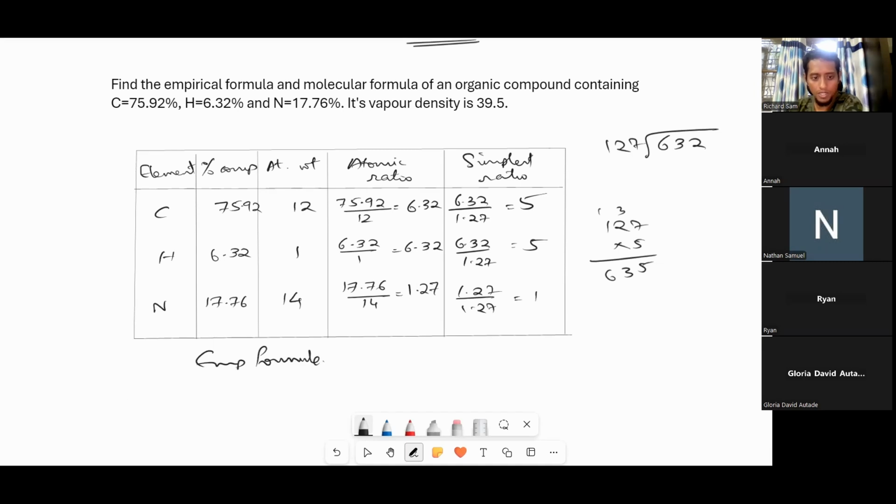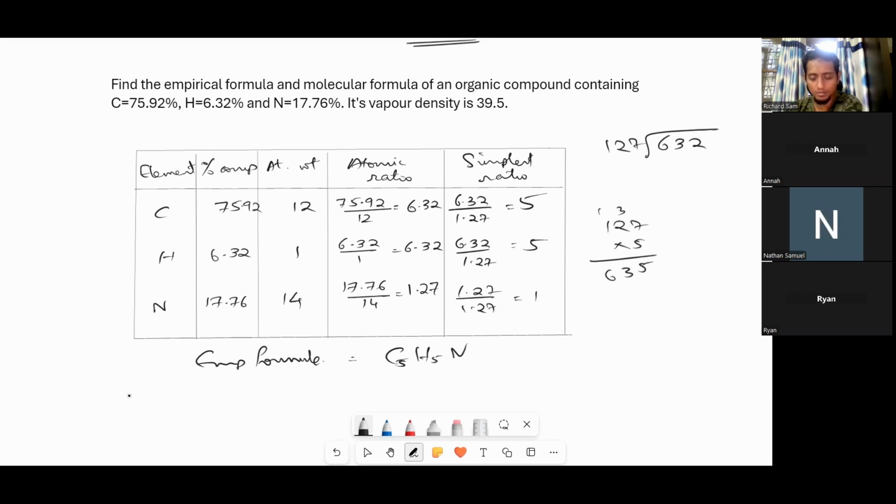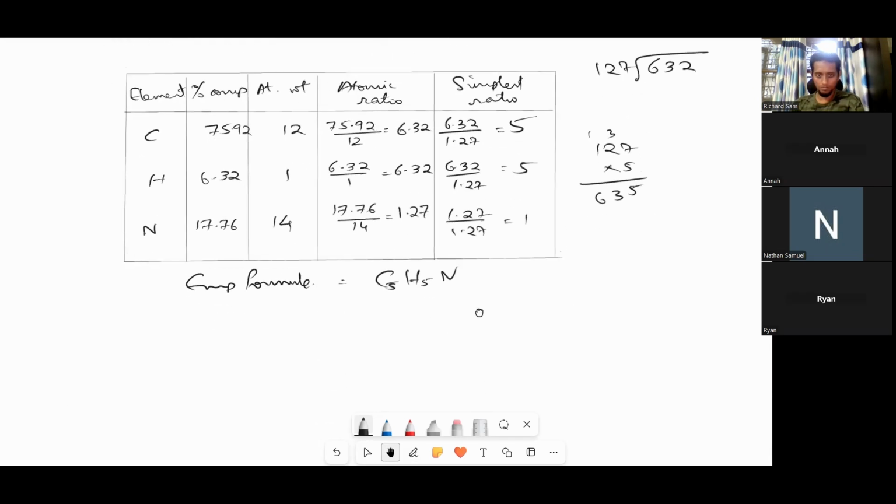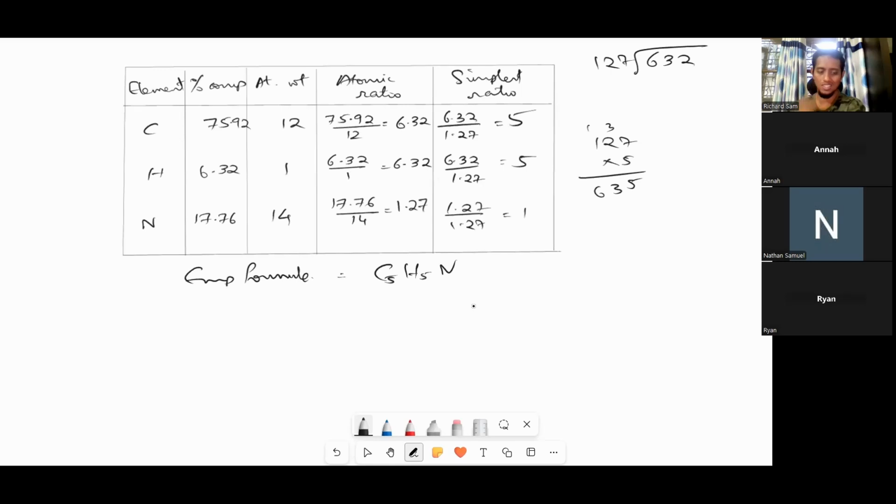So empirical formula is C5H5N. Then we need to find molecular weight. Molecular weight is vapor density into 2. That's 39.5 into 2, which is 79.